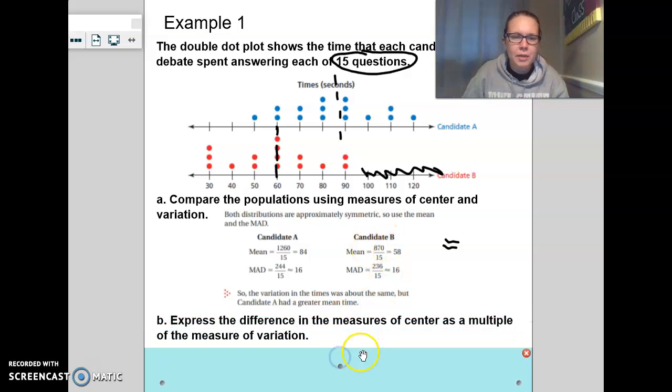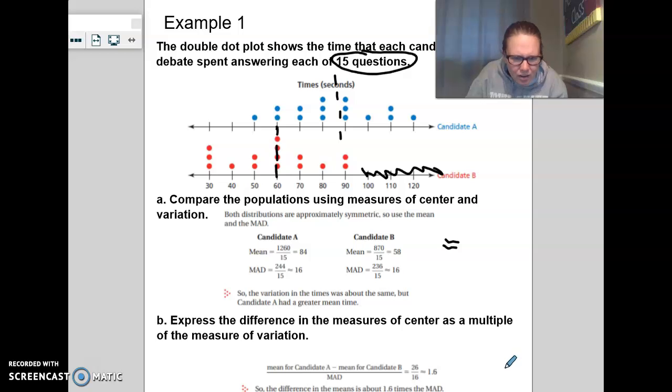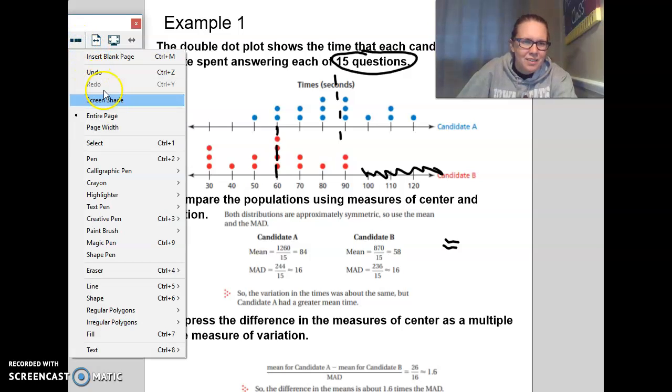So then part B: express the difference in the measures of center as multiples of the measure of variation. I had to go back and look at what this actually meant, okay? It's not expanded very well. Let's see if I can move this up a little bit. Maybe not.